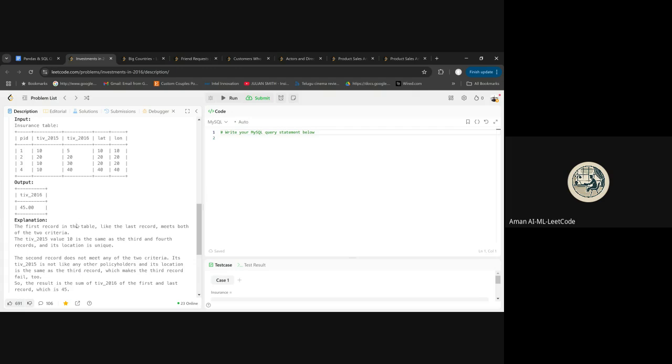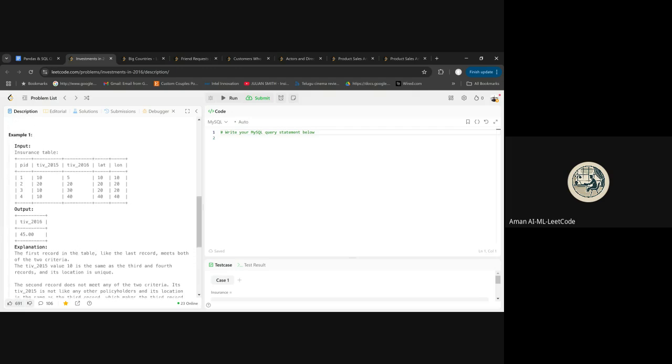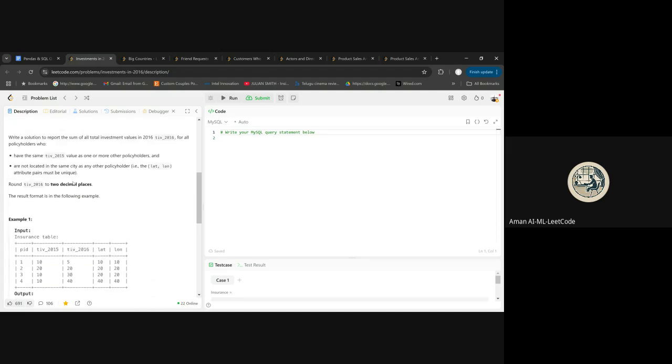Okay, so the question is a little complex to understand, so I'll just try to simplify it. Let me just make sure we have started the recording. Okay. So what the question is saying is that given this insurance table, we have these two columns: total investment value for 2015 and total investment value for 2016. We have two conditions given. Condition number one is having TIV 2015 value the same as any other one.